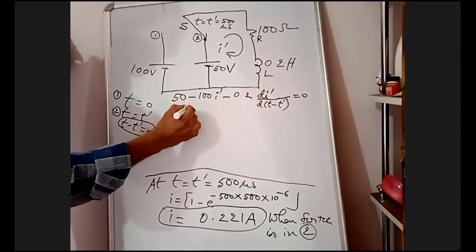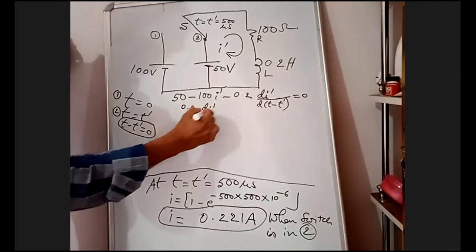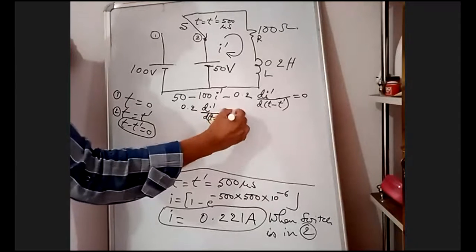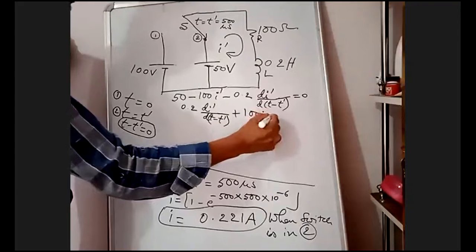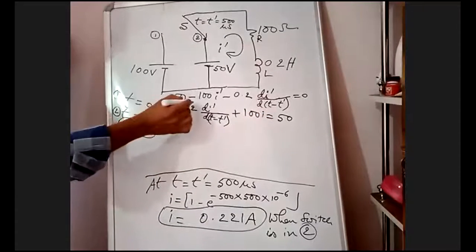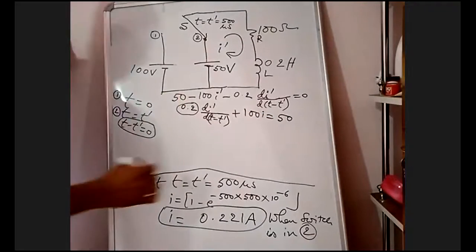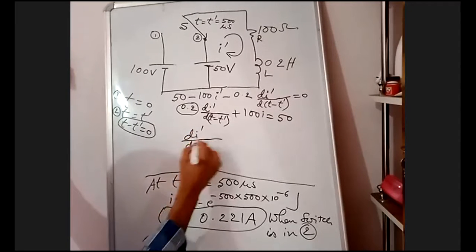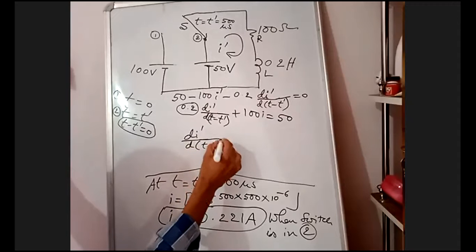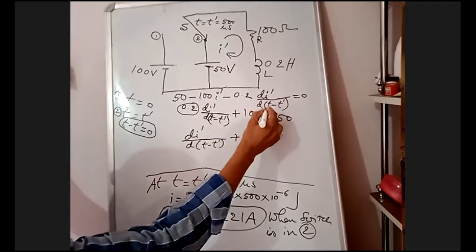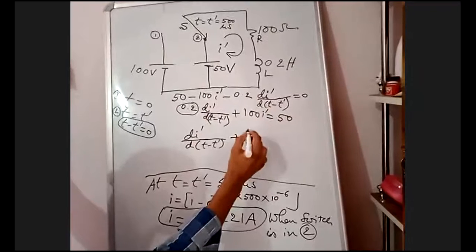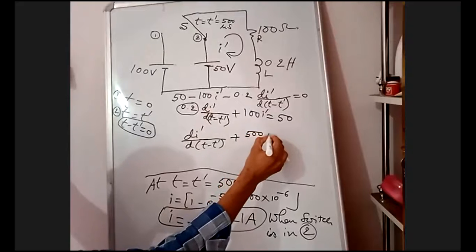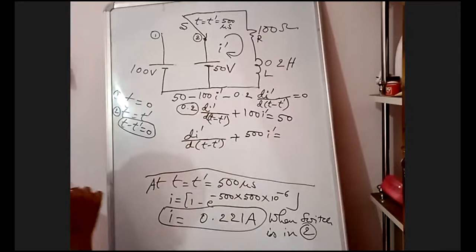Now here, 0.2 di dash by d(t minus t dash) plus 100 i is equal to 50. Make the coefficient of di dash by d(t minus t dash) 1. That is di dash by d(t minus t dash) plus 100 by 0.2, how much? 50 by 0.2.